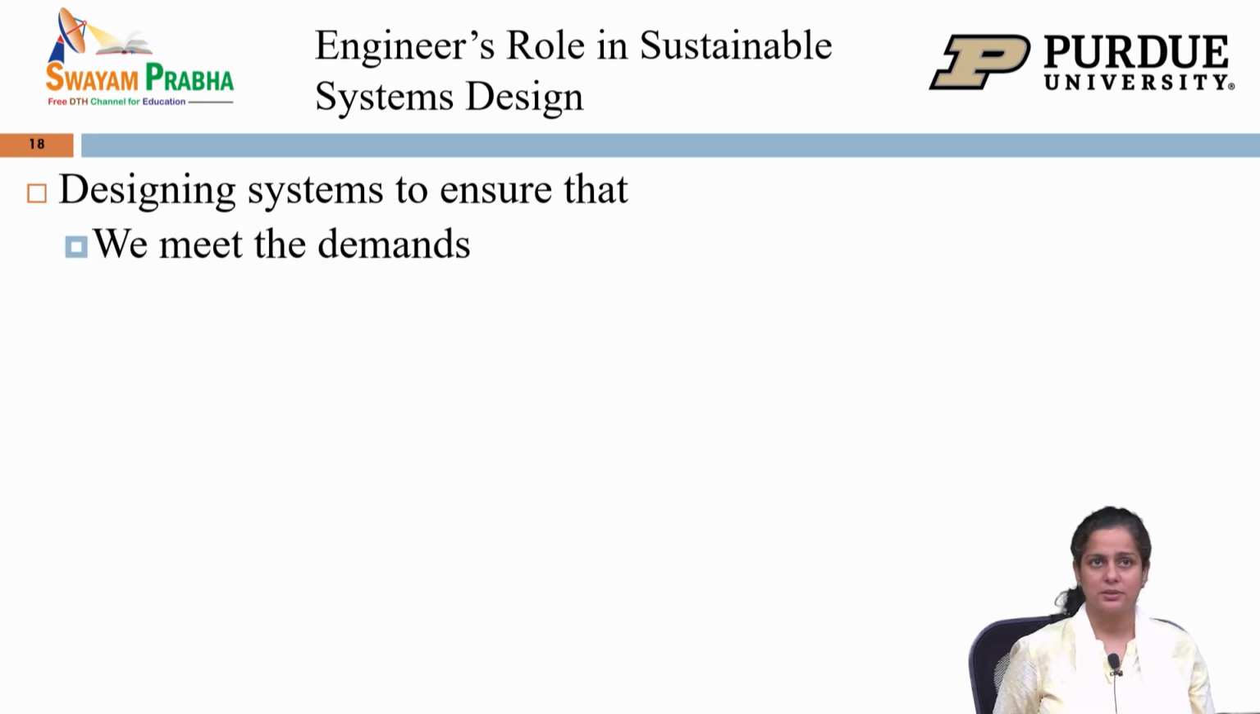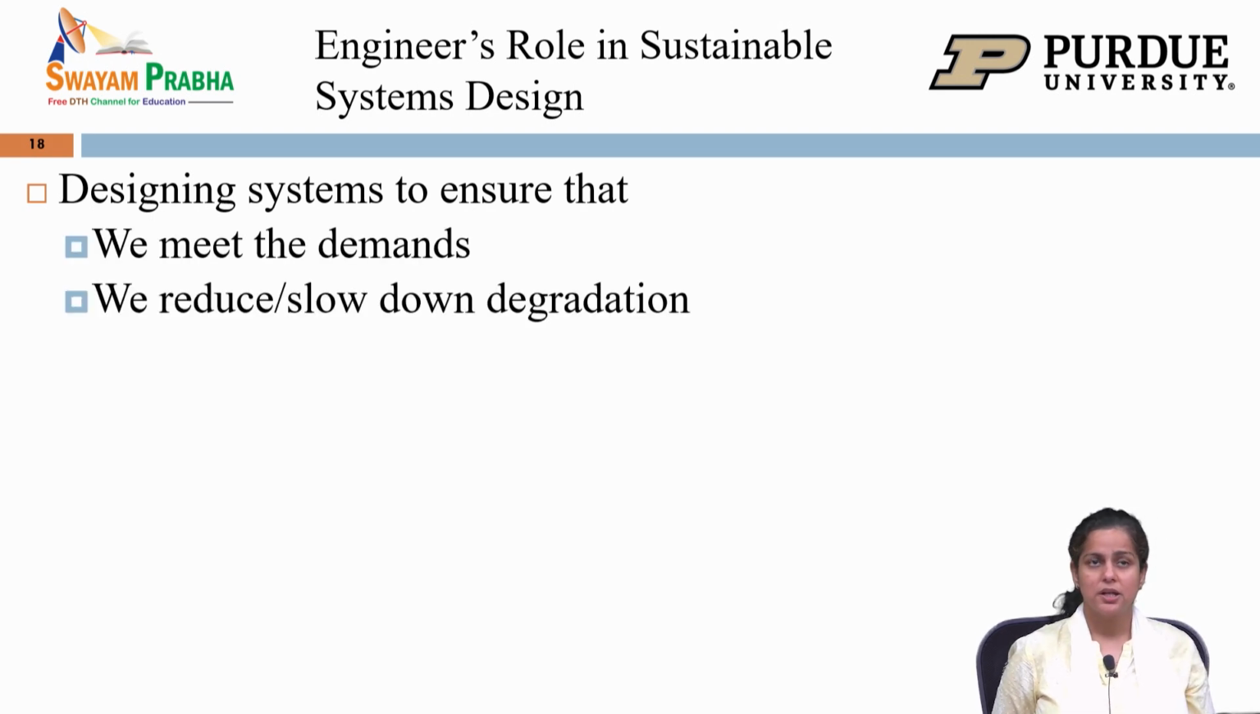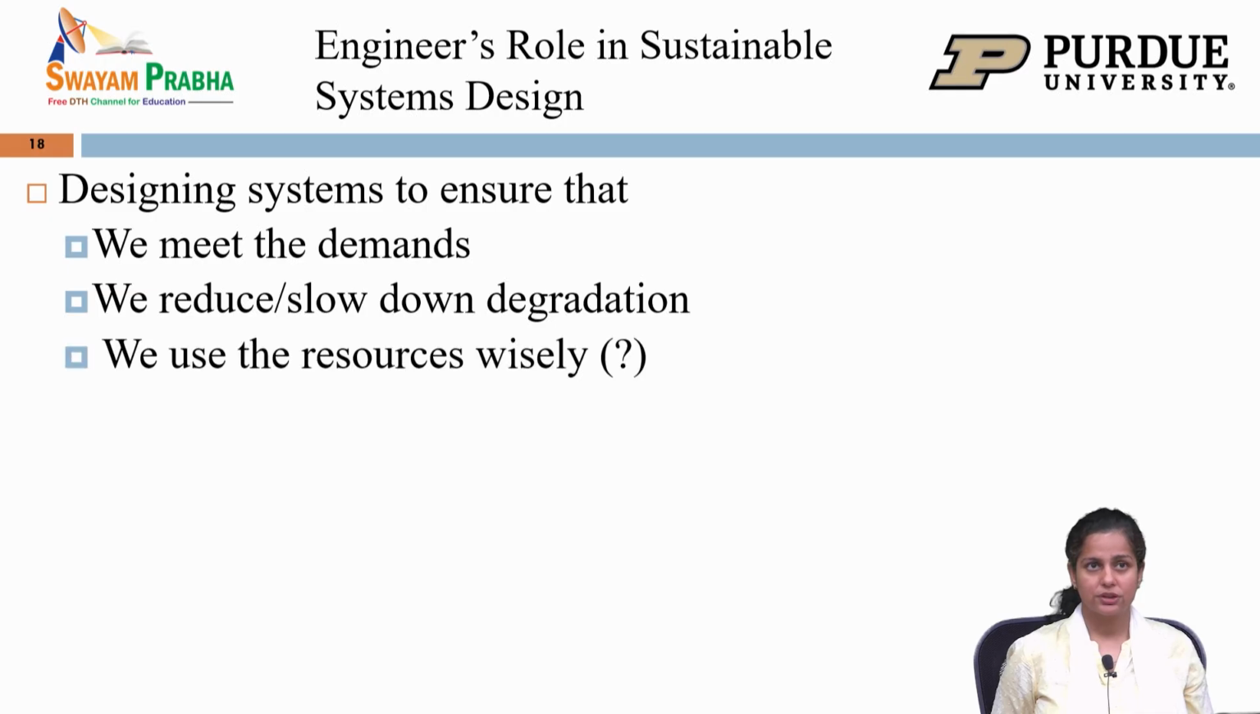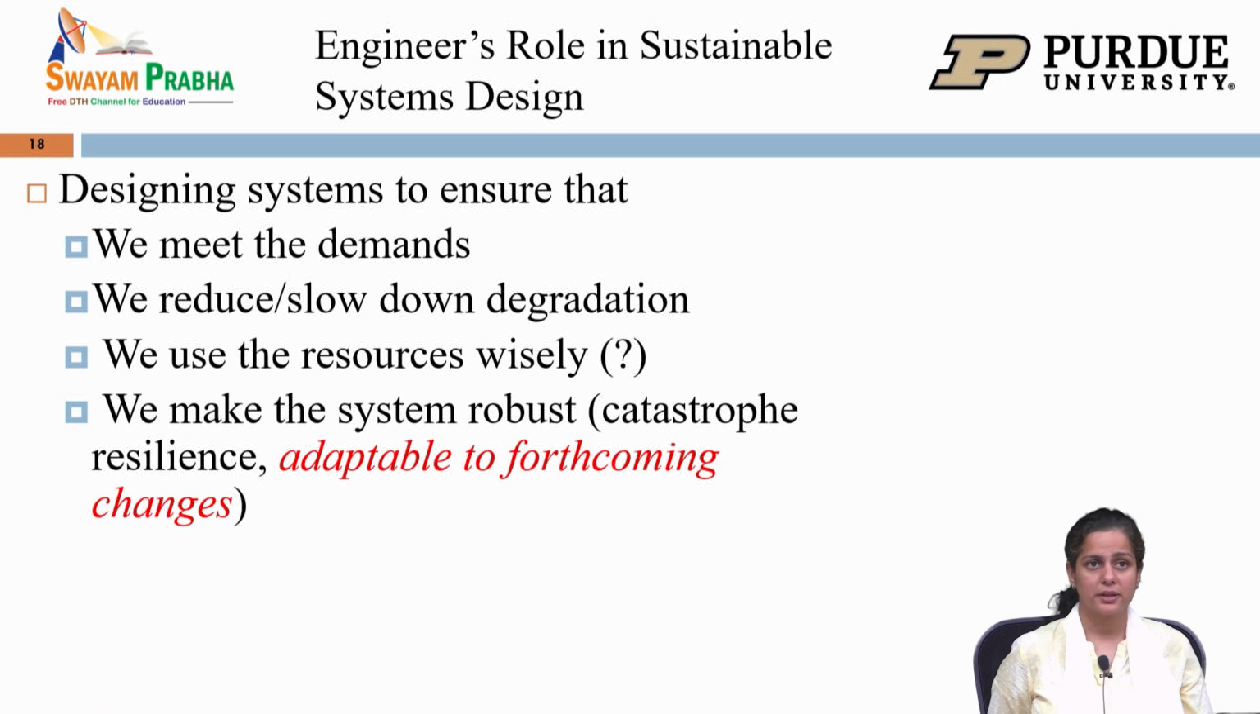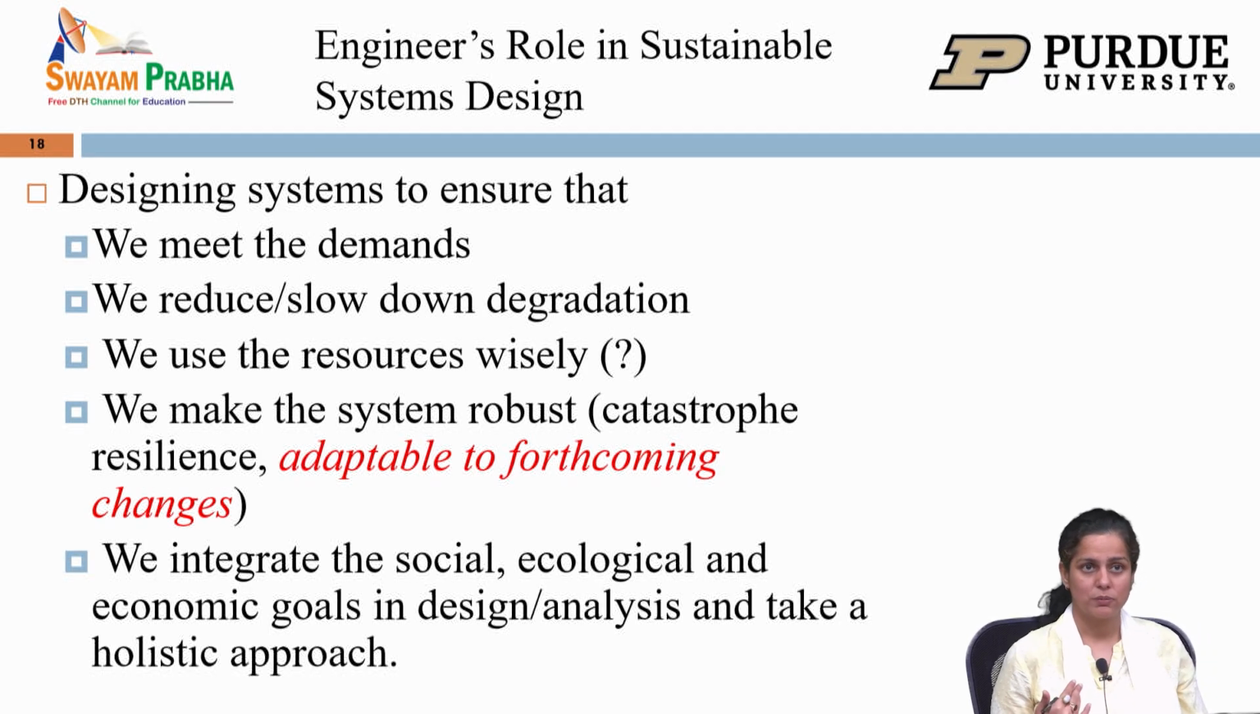We design systems to ensure that we meet the demands. We reduce or slow down degradation. We use the resources wisely, which falls into the sustainability paradigm. We make the system robust, catastrophe resilient, and also adaptable to forthcoming changes. Most of the time we don't think about that. If you have to think of designing sustainable systems, that's another thing that is very important.